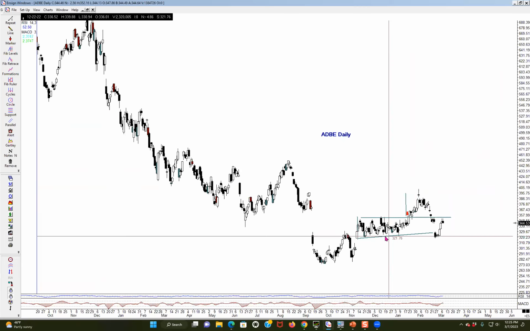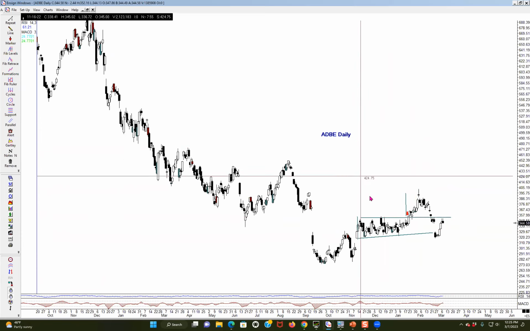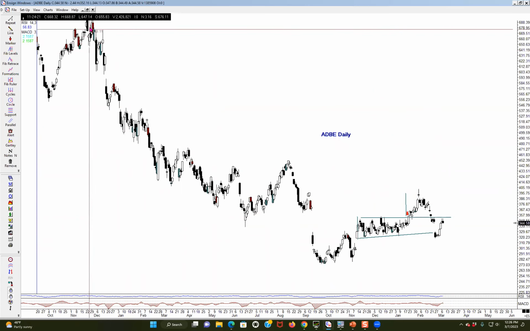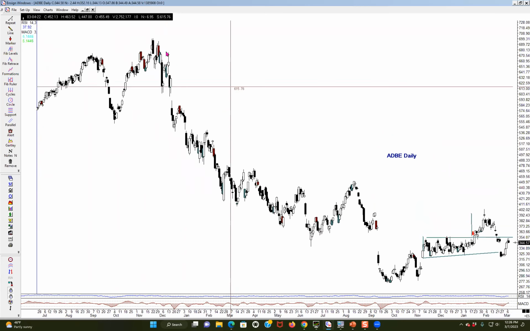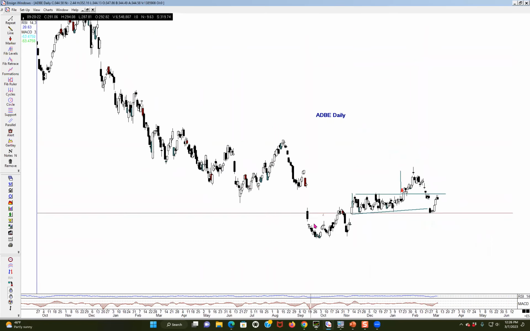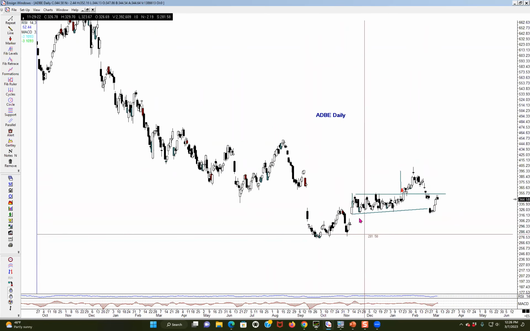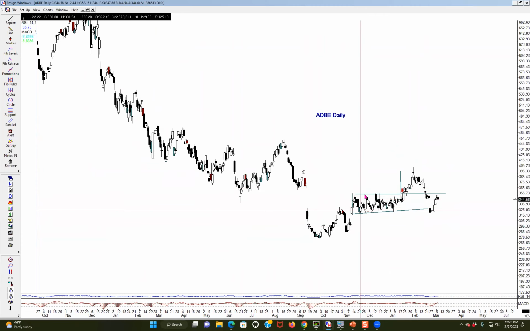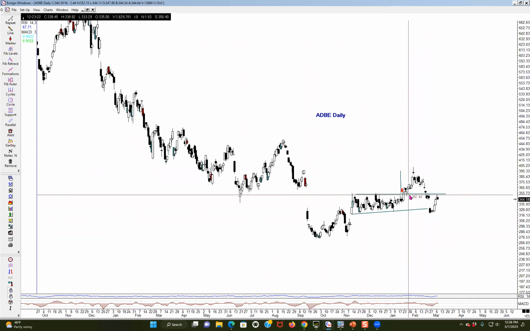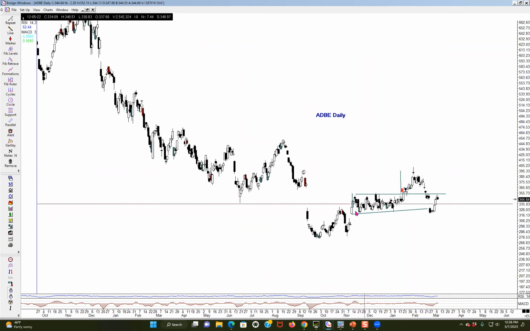So here we have an example from Adobe, where Adobe came down from the highs, had a big downtrend, and then made a low down here. It started to base, and then created a classical chart pattern, almost a wedge or triangle type of pattern. But you can see that the price went nowhere. It swings up, swings down, swings up, and swings down.